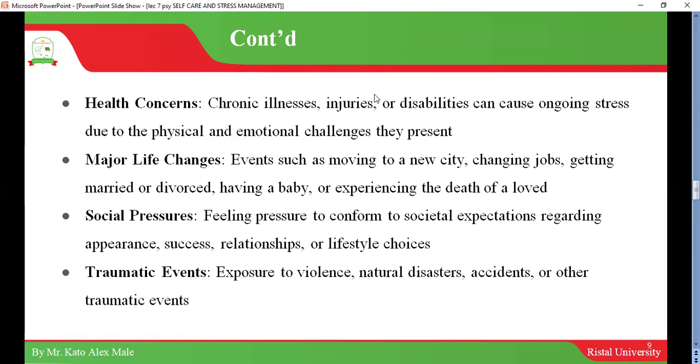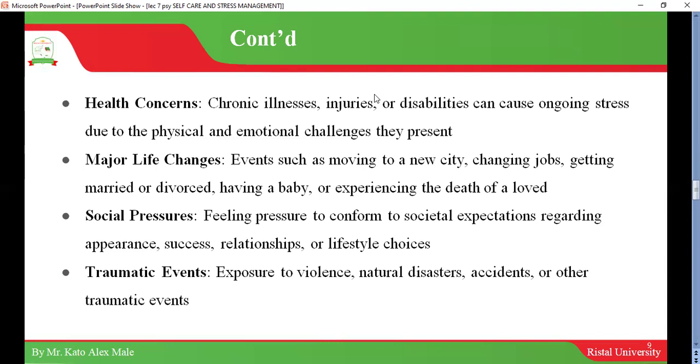Then social pressures, feeling pressure to conform to societal expectations regarding appearance, success, relationships, or lifestyle choices. Among the communities that we live in, the societies have expectations from us. The society is expecting you to do something, to be at a certain level of success, at a certain level of appearance, but you feel like you're not yet ready to be in such a category. And thereafter, you start developing stress.